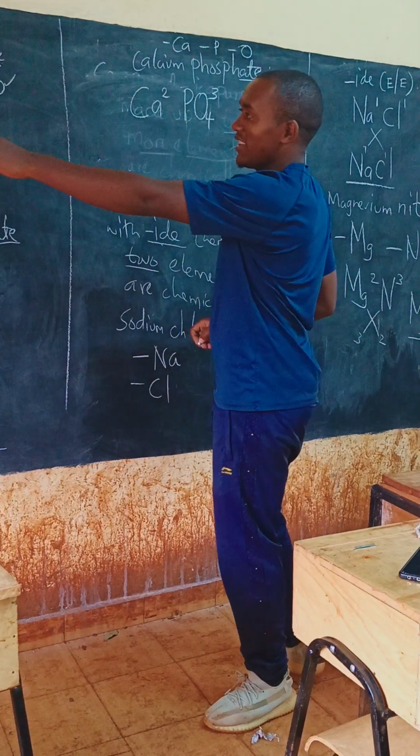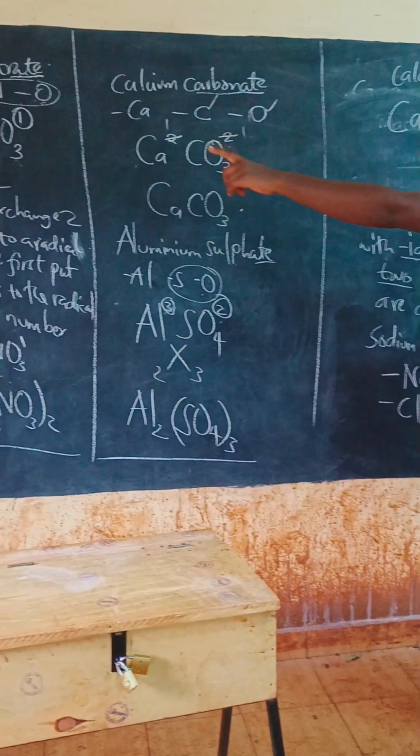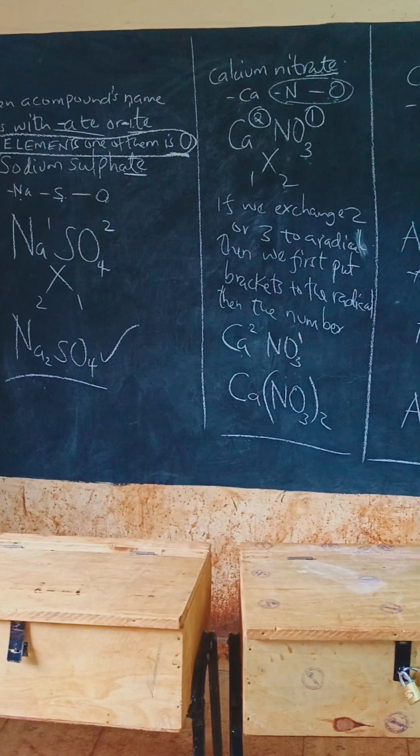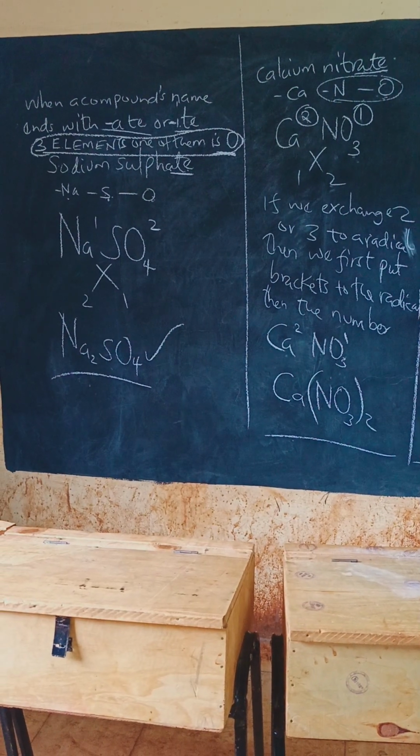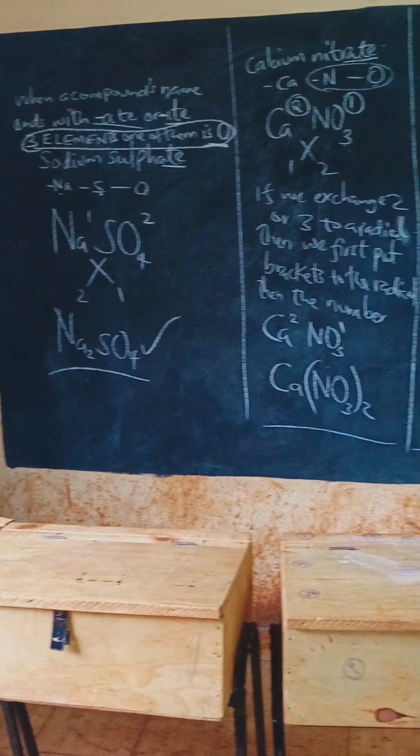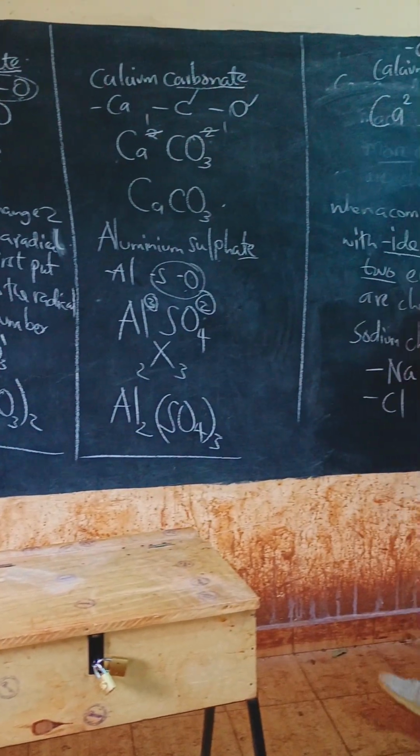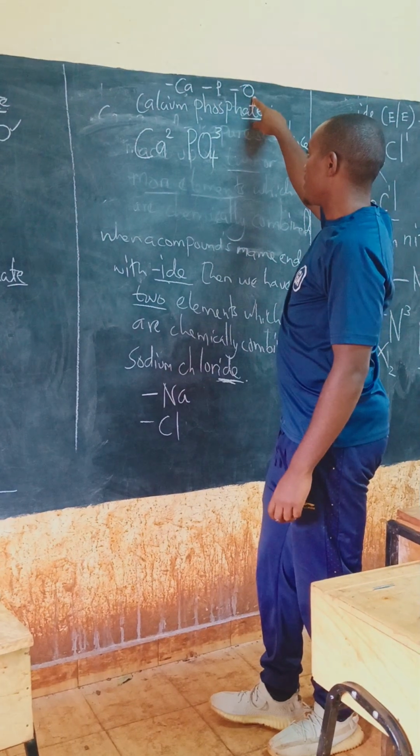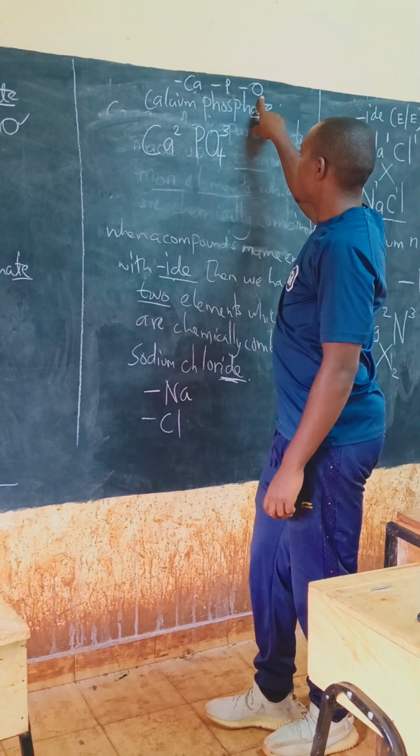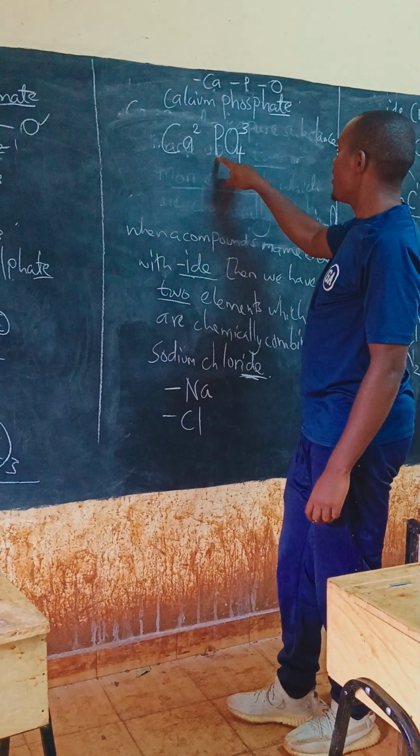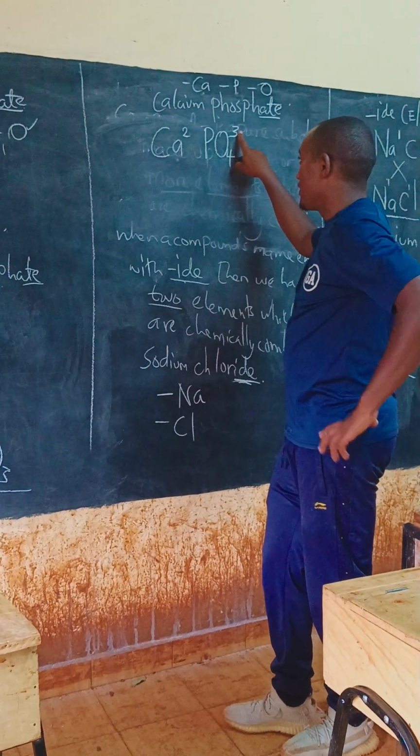We say there that when a compound's name ends with ATE or ITE, 3 elements are chemically combined. One of them is oxygen. So calcium phosphate contains calcium, phosphorus, and oxygen. So writing the formula of calcium phosphate is calcium valence 2, phosphate PO4 valence 3.